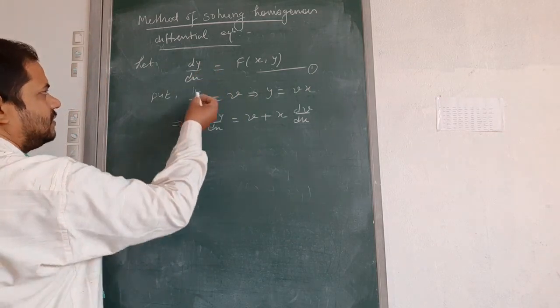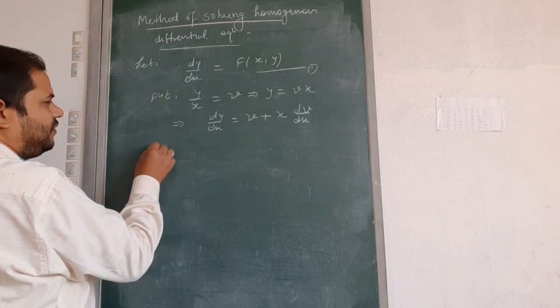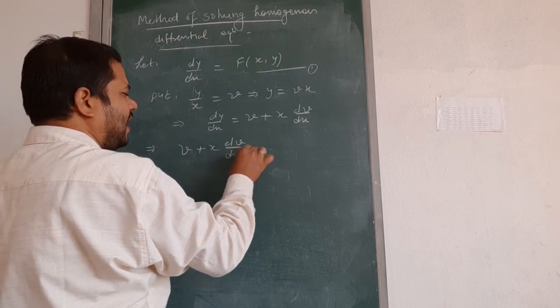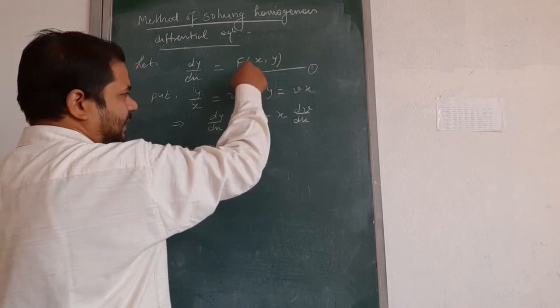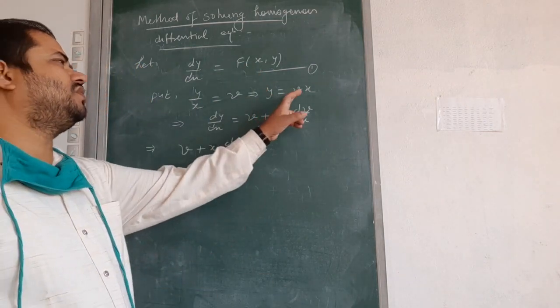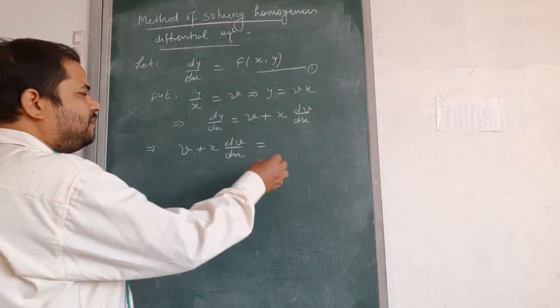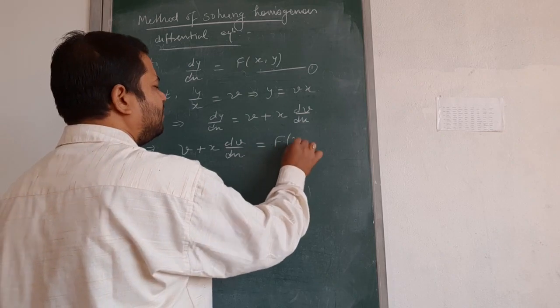Now put this value in equation number 1, we will get v plus x dv upon dx, and this is nothing but, if you put y is equal to vx, then x is cancelled out. Okay, so this is simply a function of v.